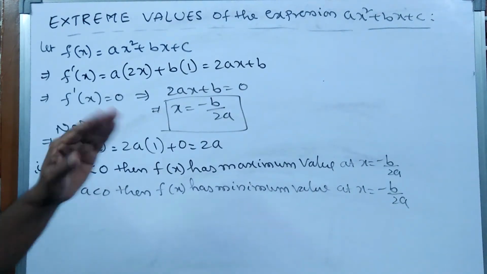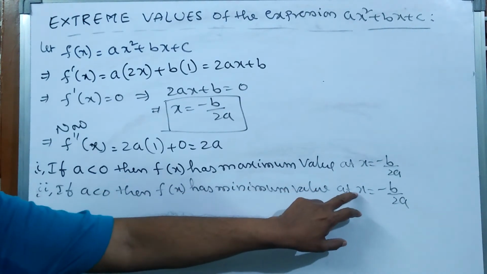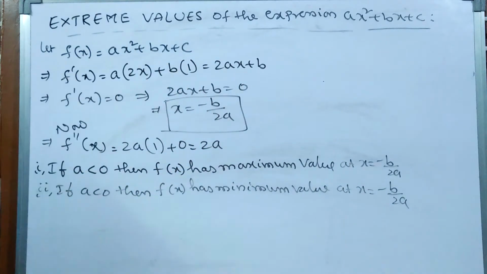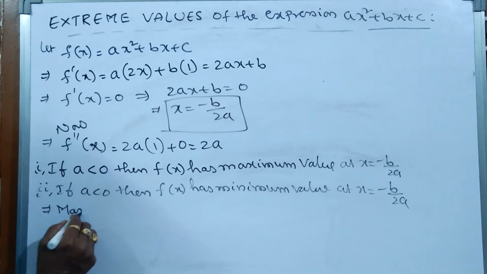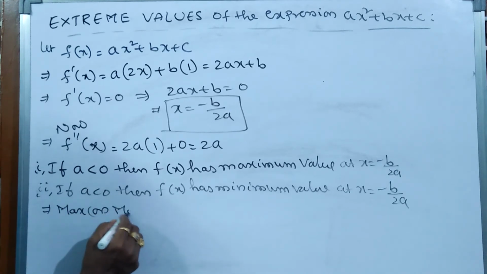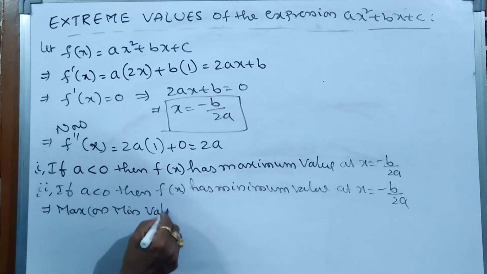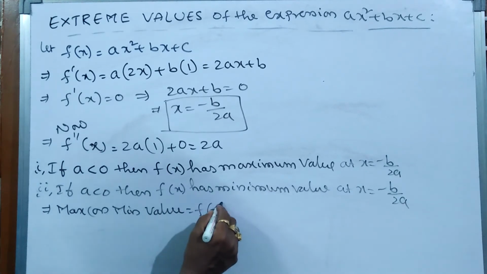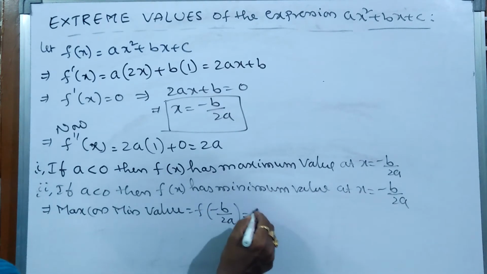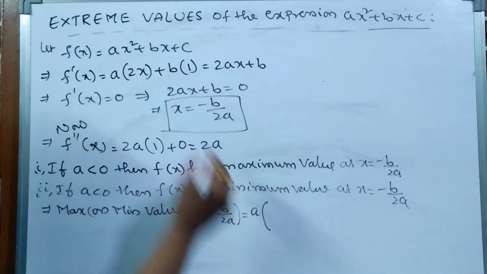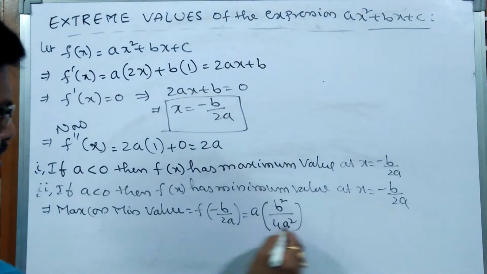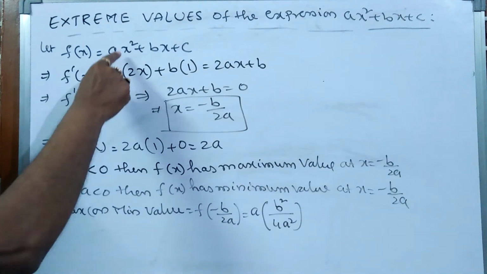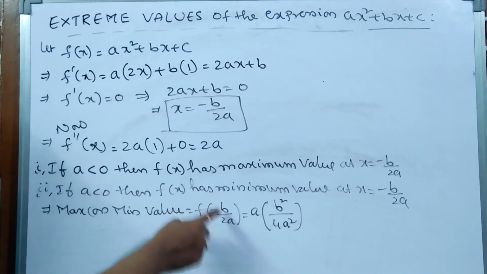To find maximum or minimum value, what we did in the first year, we just substituted x is equal to minus b by 2a in that expression. That means the maximum or minimum value is equal to f of minus b by 2a, which is equal to a into minus b by 2a whole square, that is b square by 4a square. In the place of x I am substituting minus b by 2a.